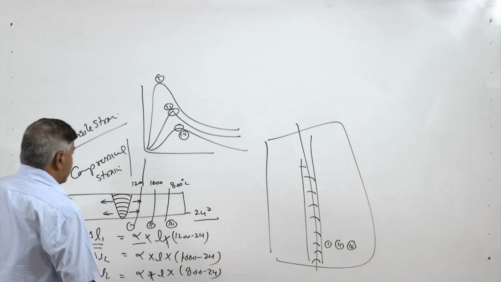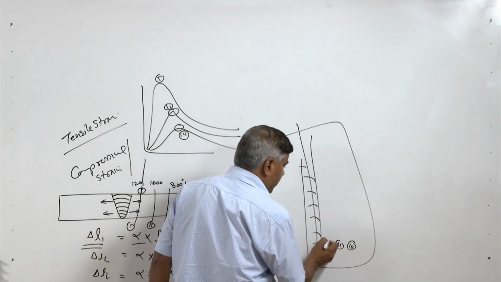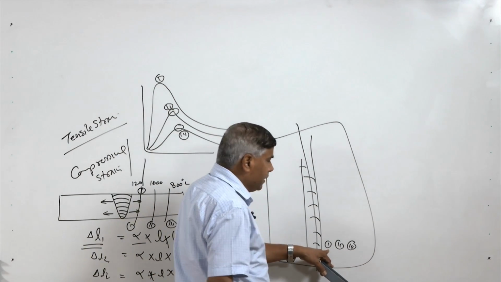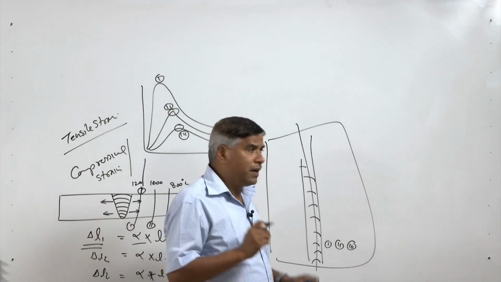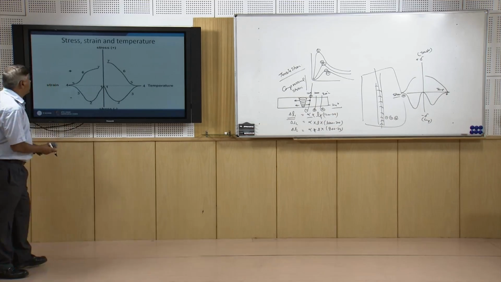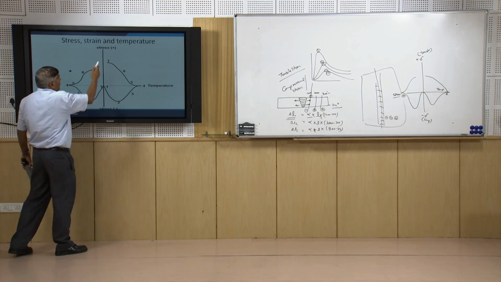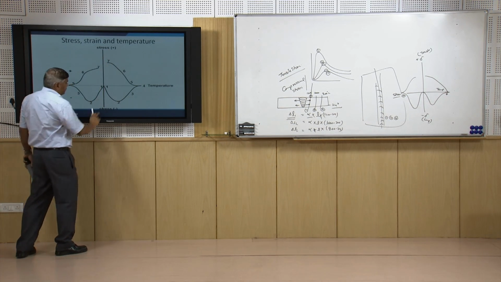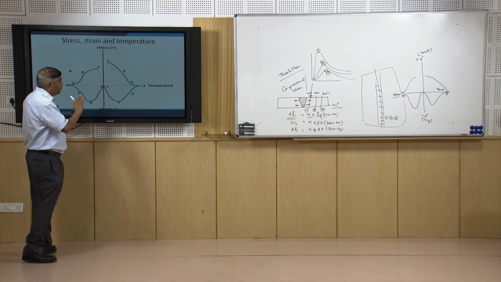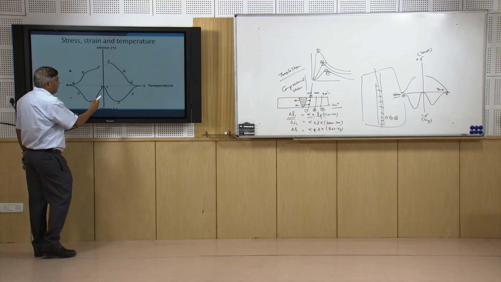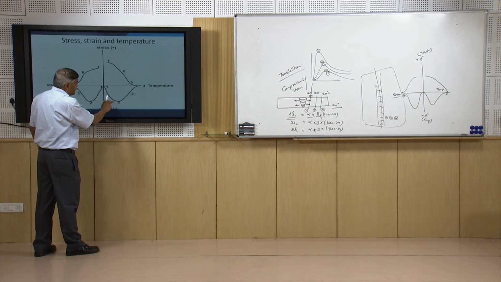To understand this, let us take any point here, point 1, and study the way its temperature rises and how the strain and stress it experiences. Here this side shows the strain, stress positive, stress negative, and the temperature. So when there is an increase in temperature, first the negative compressive strain is experienced.